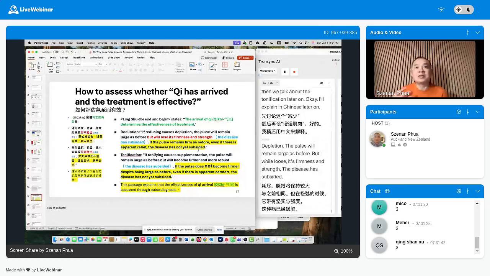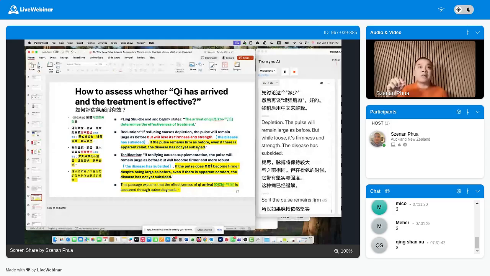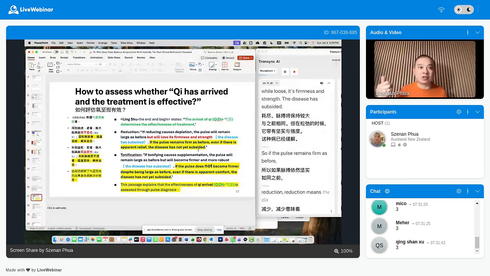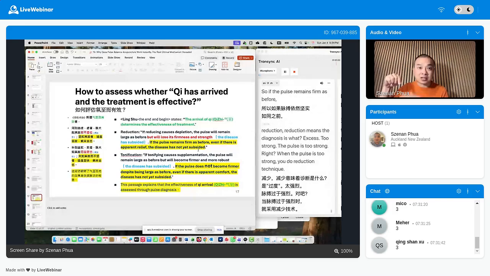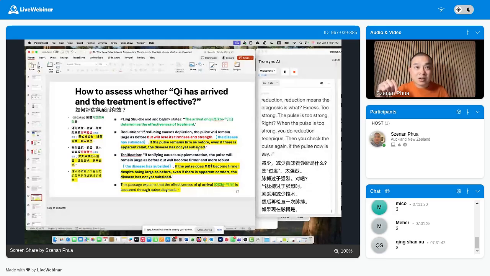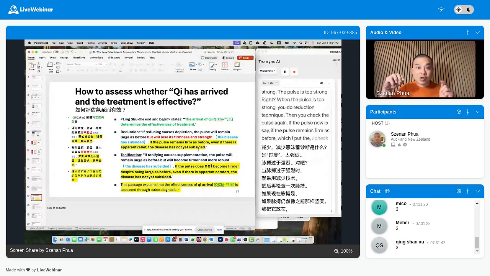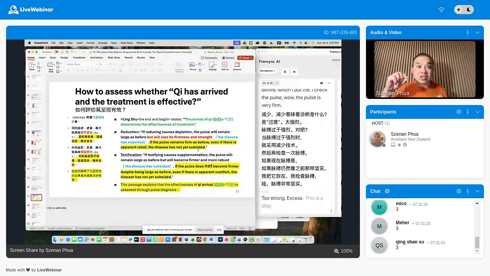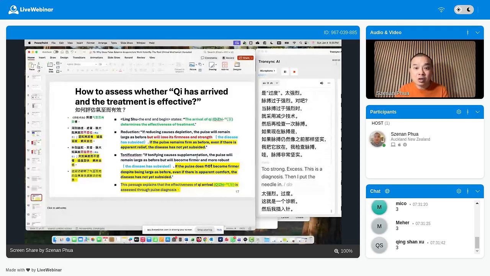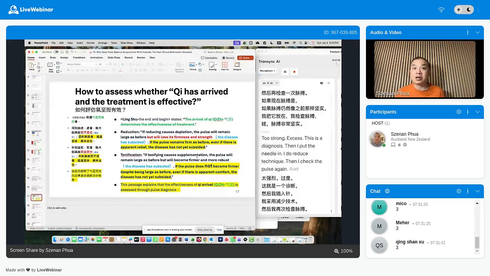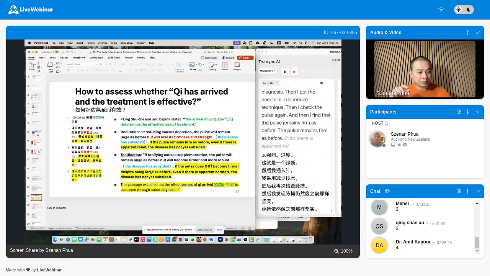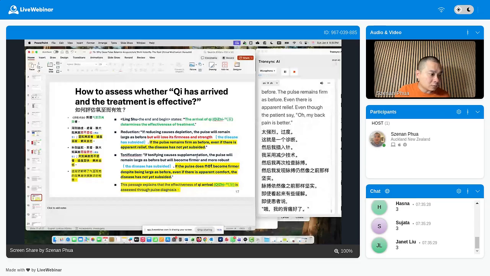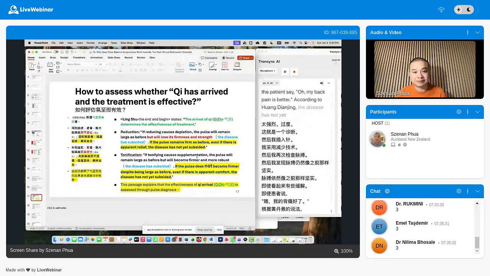You see, for most of us, when we treat the patient, we put the needle in, and the patient's back pain feels better. We say, "Oh, fantastic, we got the result." But no. According to Huangdi Neijing, if the pulse remains the same as before, even if the patient's back pain has reduced, you haven't actually got it right. The root has not been treated yet. Therefore, it says the disease has not yet subsided. This is blowing your mind, I believe. Are you following? If you are, please reply 3. Awesome. Thank you. Let me explain in Chinese.